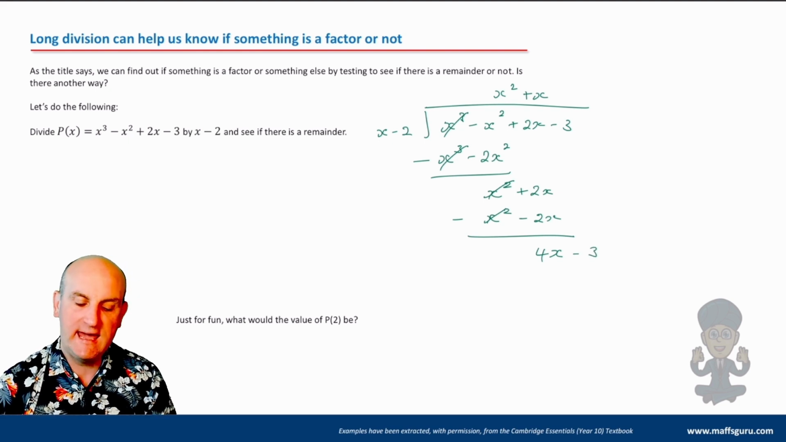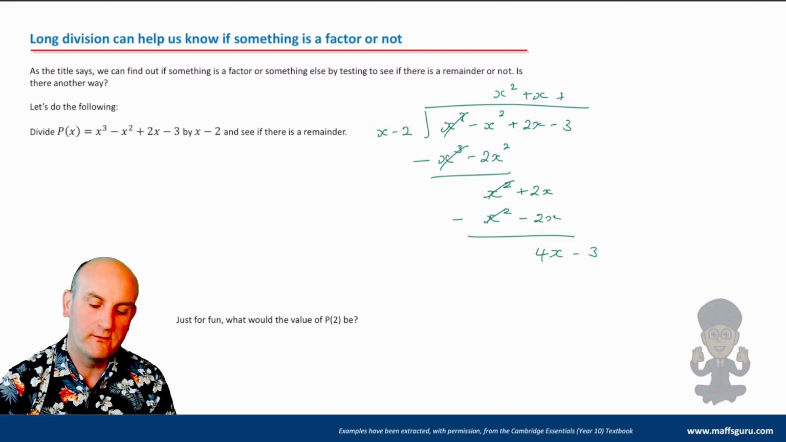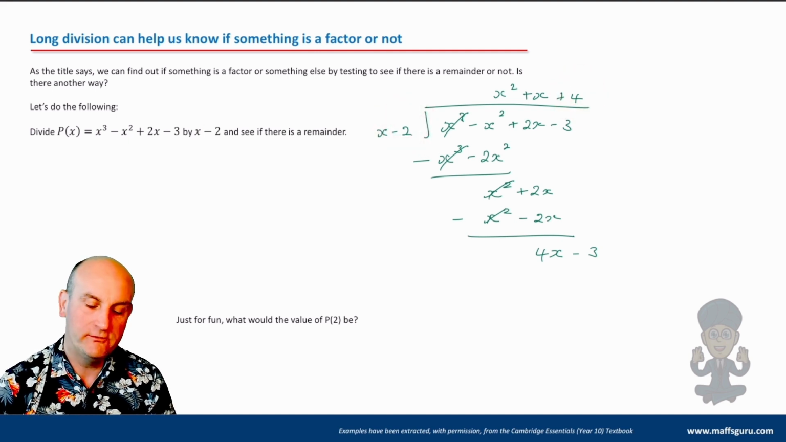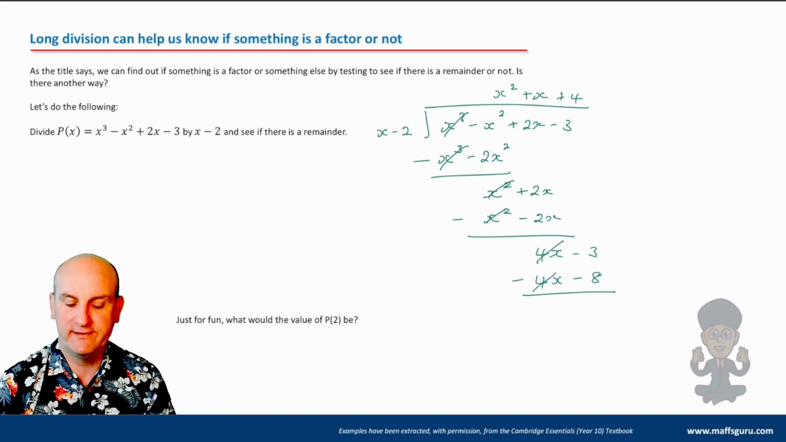And we start again. Why do we start again? Well, because that's the rules. So x into 4x goes plus 4 times. I've written something on the top, so we now multiply the plus 4 by the x minus 2. 4x minus 8. Ka-ching. Take them away. 4x minus 4x goes. Minus 3 minus minus 8 becomes minus 3 plus 8, which gives me 5.